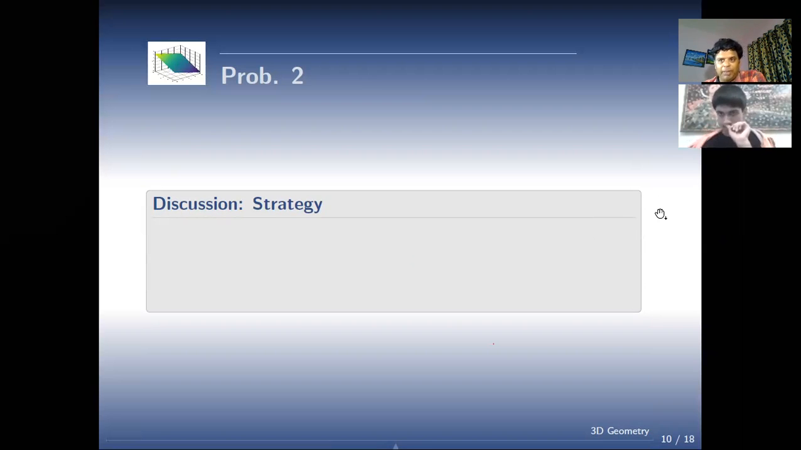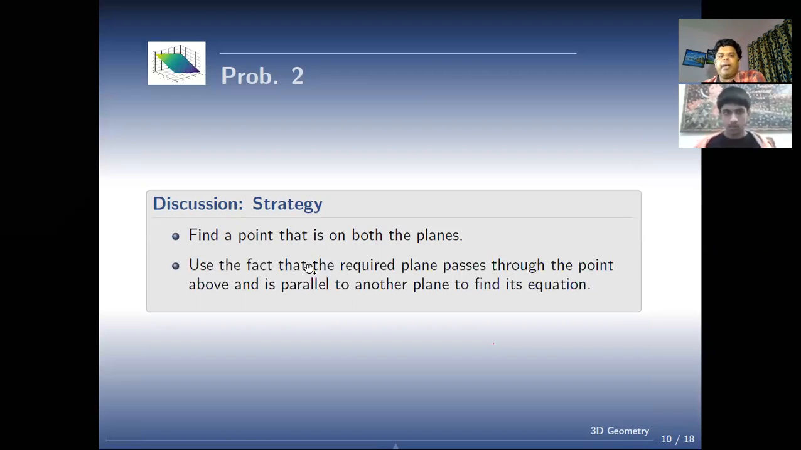So let me give the strategy that I have. I'm going to find a point that is on both the planes, which is basically a point on the line of intersection of the two planes. Once I know the point, I'll use the fact that the required plane passes through this point and is also parallel to another plane. We are given the other plane, and these two facts should be enough for me to find its equation. Sound like a strategy?